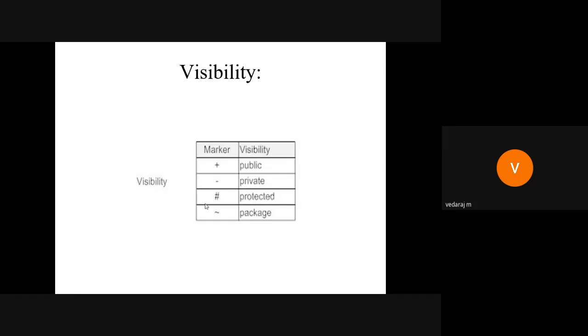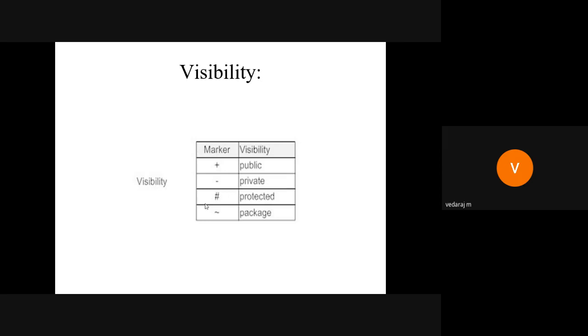Next one is the visibility control. This is also one of the components of a class diagram. Visibility is nothing but restricting the access of variables and methods. In UML, there are 4 different types of visibility, but the most important are 3. Plus is the public visibility control, minus is the private visibility control, hash is the protected visibility control, and tilde is the package visibility control. We will discuss later what the use of package visibility control is.